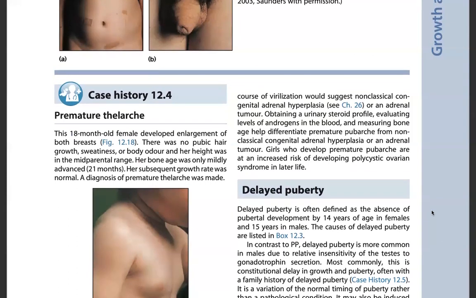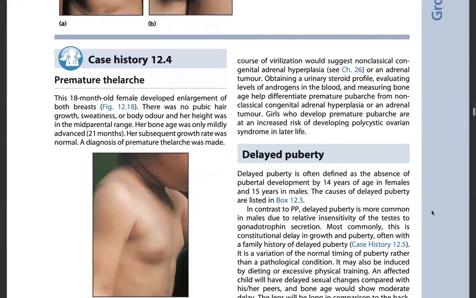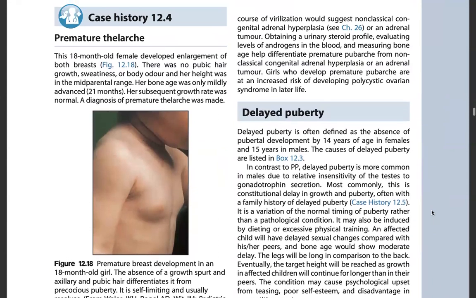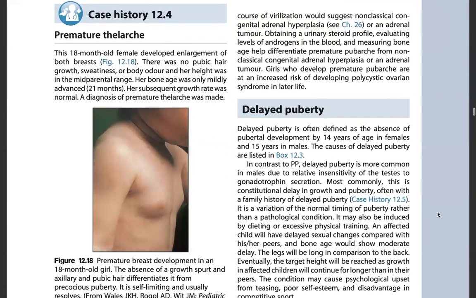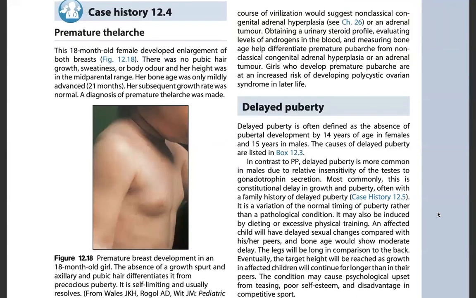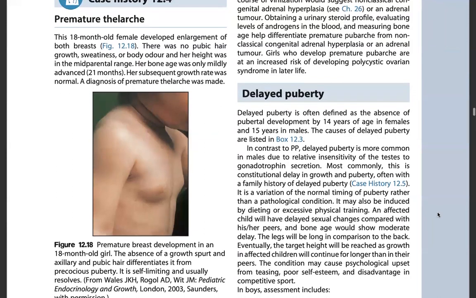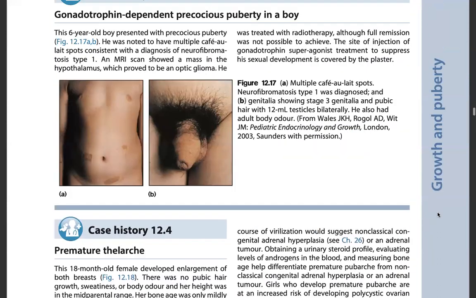A more aggressive course of realization would suggest non-classical congenital adrenal hyperplasia or an adrenal tumor. Obtaining a urinary steroid profile, evaluating levels of androgens in the blood, and measuring bone age help differentiate premature puberty from non-classical congenital adrenal hyperplasia or an adrenal tumor. Girls who develop premature puberty are at increased risk of developing polycystic ovarian syndrome in later life.